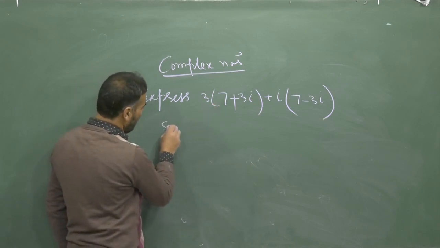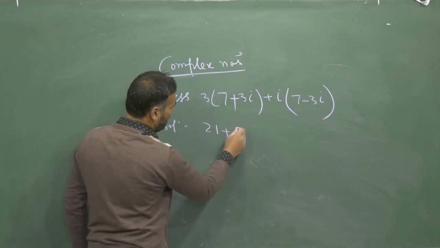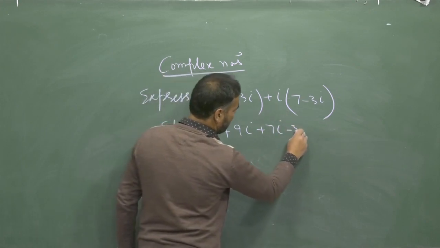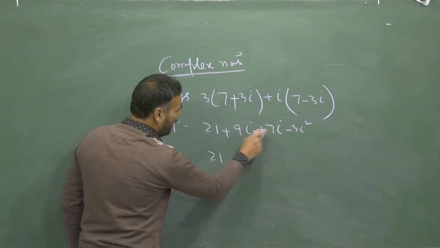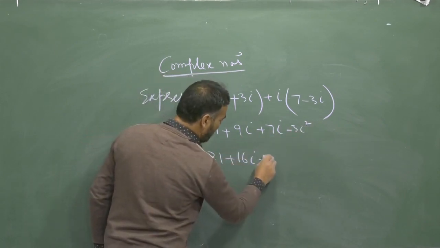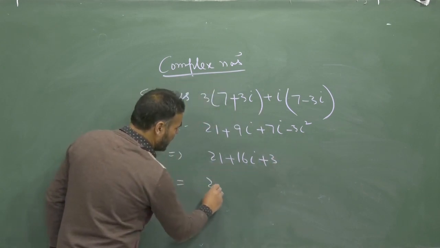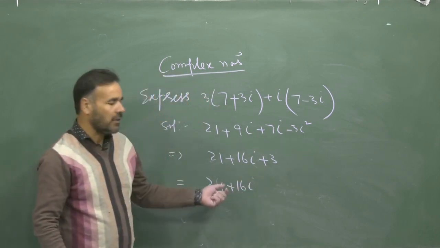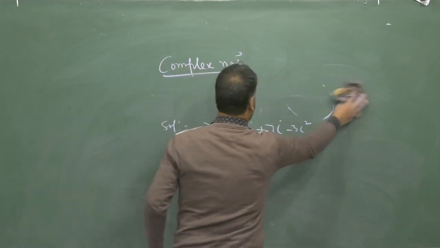So can we say its solution is like this: 3 7s are 21, 3 3s are 9 iota, it is 7 iota minus 3 iota square. It is 21, 9 iota plus 7 iota will be 16 iota, minus 3 iota square will be plus 3. That indicates 21 plus 3 is 24 plus 16 iota. So this is again in the form of a plus iota b. It was the simplest part.